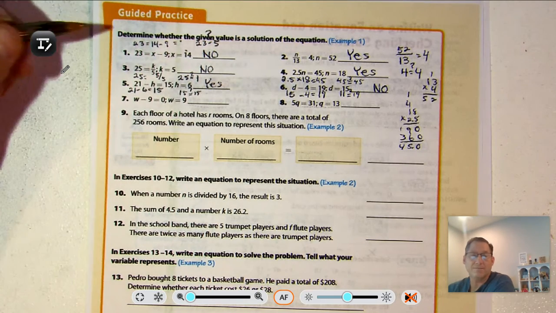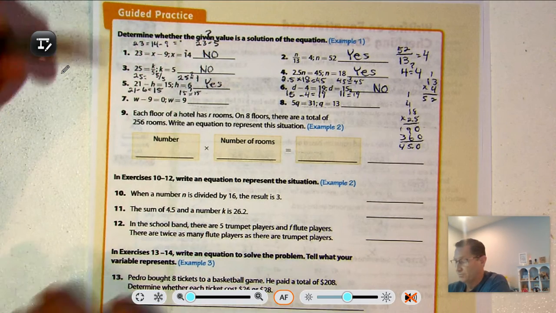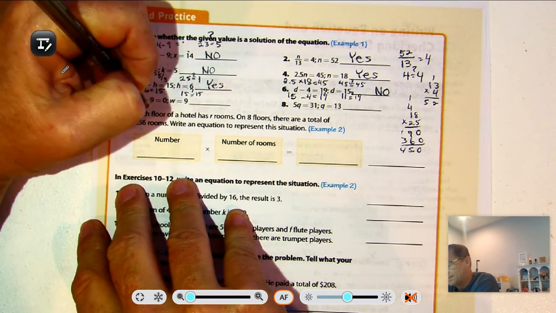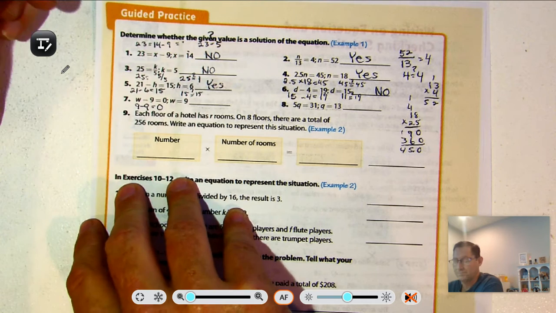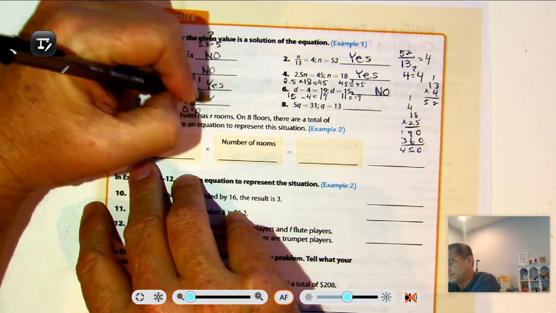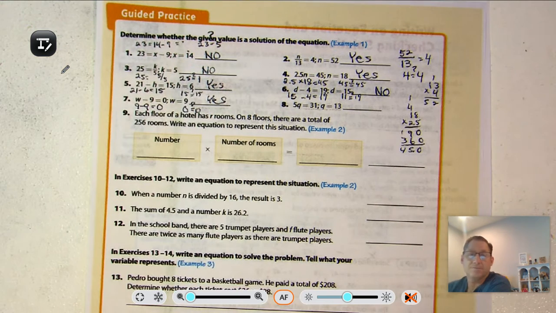Number 7. Some number minus 9 equals 0. Substitute 9 for w. 9 minus 9 equals 0. Well, 9 minus 9 is 0. So, yes, w equals 9 is a solution for that equation.